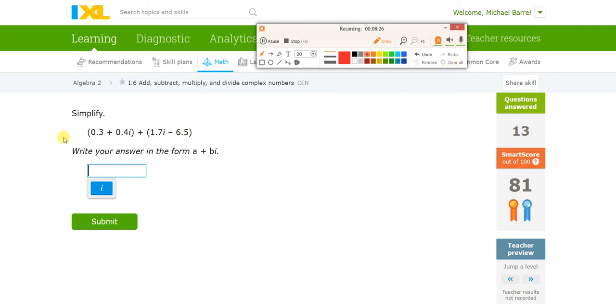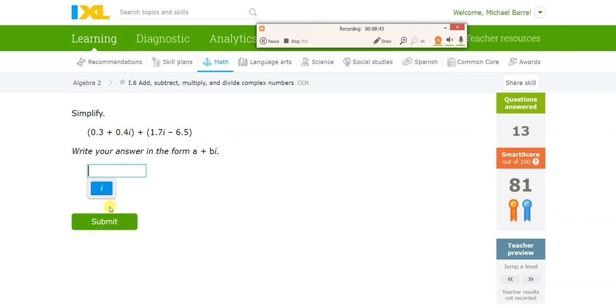More of the same with no distribution though. So this is 0.3 minus 6.5, so negative 6.2, and 0.4 plus 1.7, which is going to take you to 2.1.